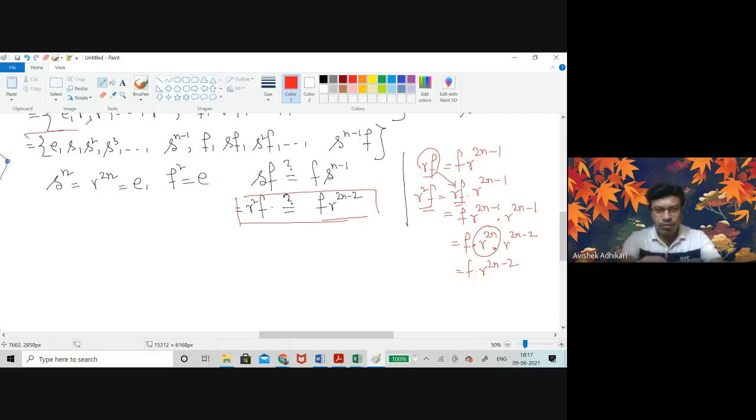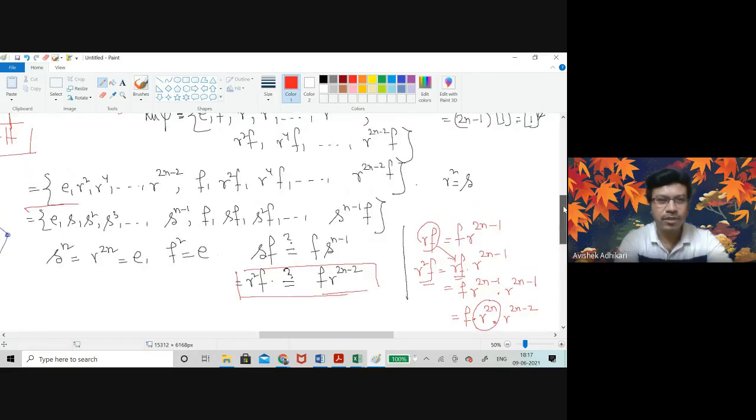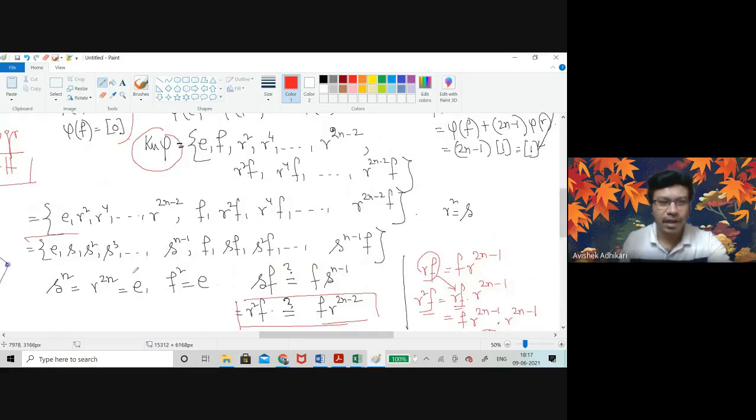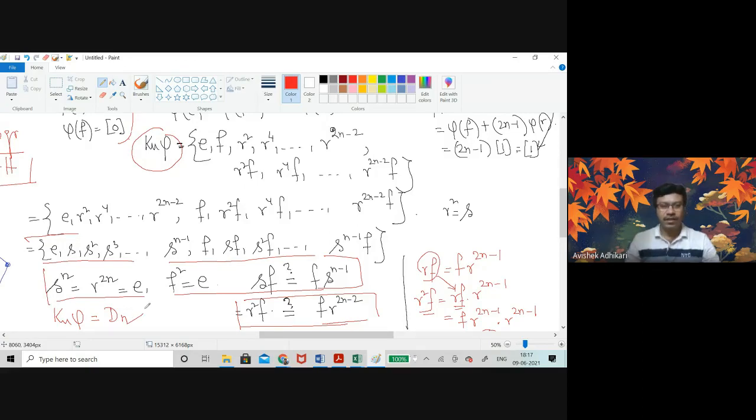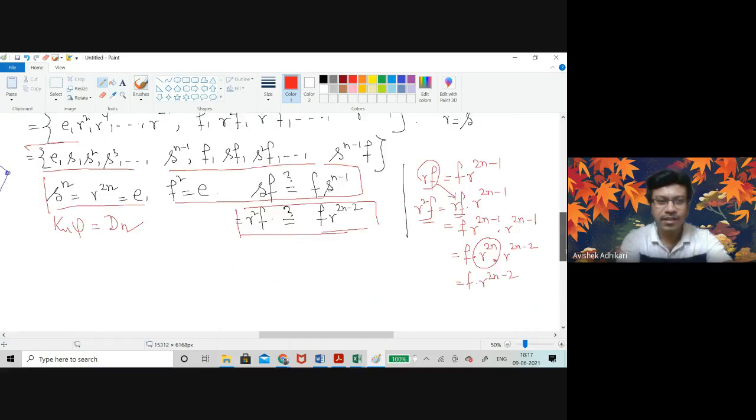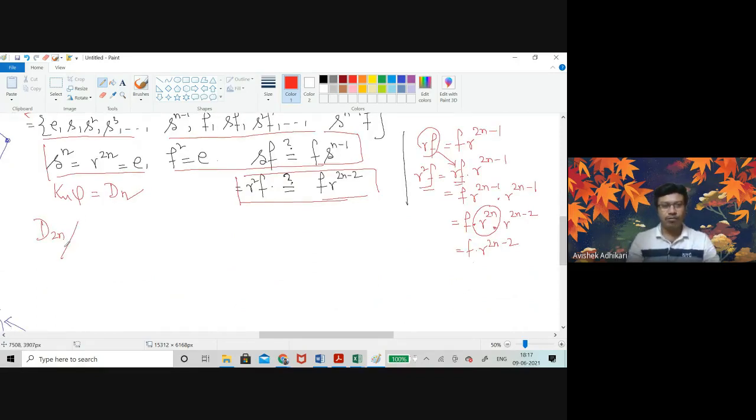Now from here, can you tell me what is this? I started from here, and ultimately I came to this set with this relation. Can you tell me what this is? Exactly, this is nothing but Dn. Then what you get ultimately is that D2n quotient Dn is isomorphic to Z2, because D2n has 4n elements and Dn has 2n elements. So as a result, it will be a group of order 2. That is not a very surprising result.